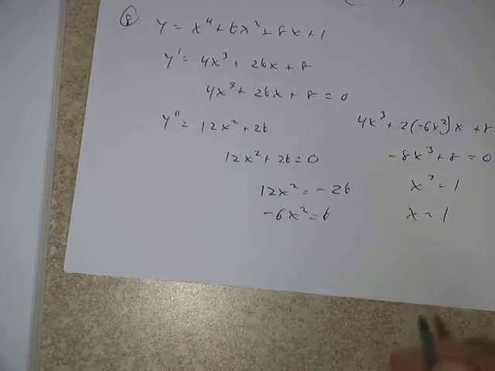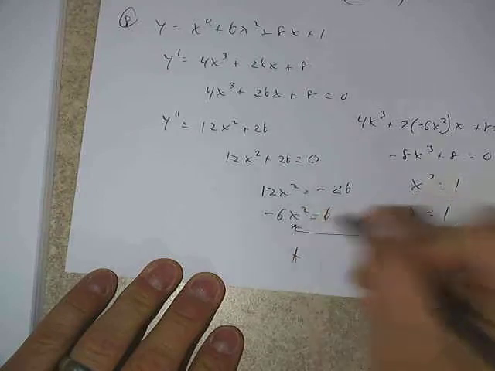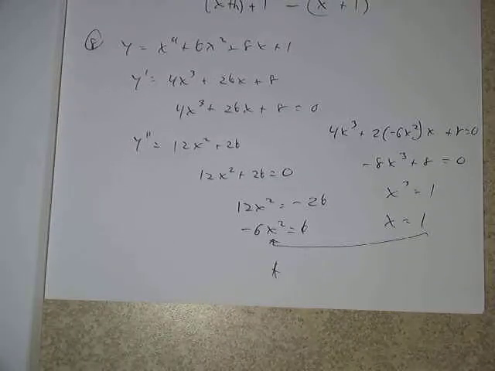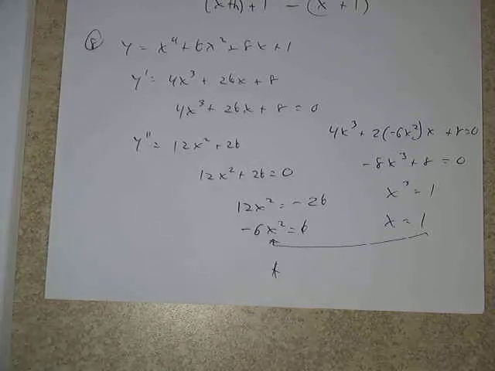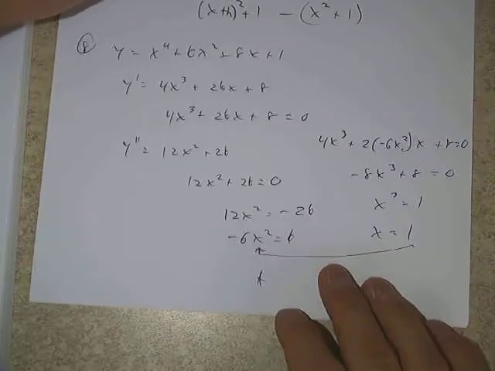So what do we get for x? 1. However, are we looking for x? No, we're not looking for x. So don't pick C, because we're not looking for x, we're looking for b. So plug that 1 back in for x here in your b equation. We get negative 6 equals b, which ultimately is letter A.